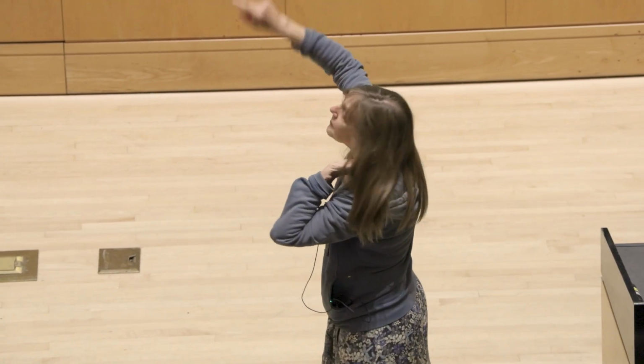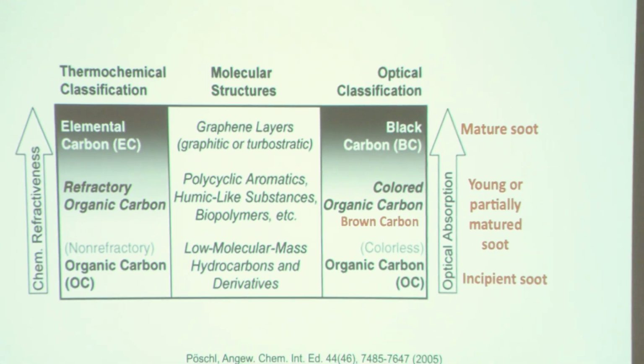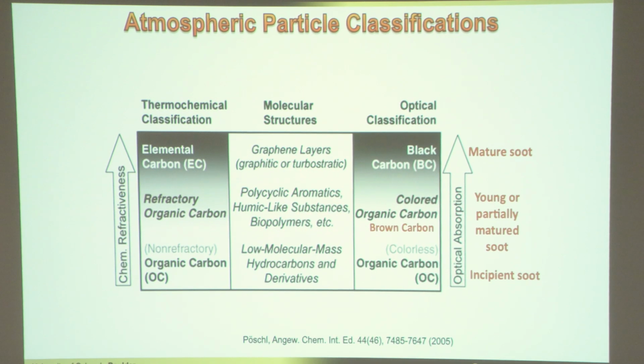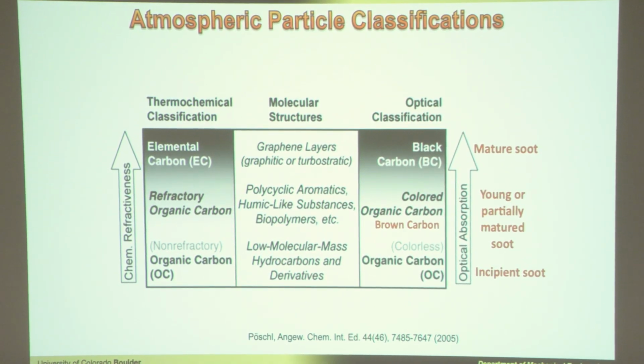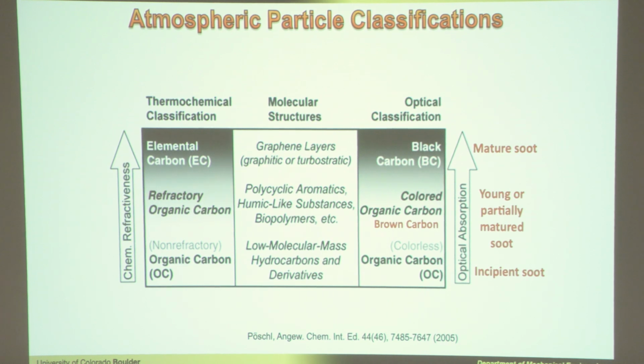And then for the molecular structure, they have a similar type of description. We have graphene layers, turbostratic, graphite, graphitic. They talk about humic substances, which are related to biological materials that are not fully graphitic, not fully carbonaceous. And then we have low molecular mass hydrocarbons and stuff that we think about.